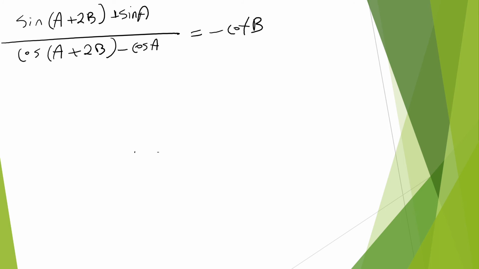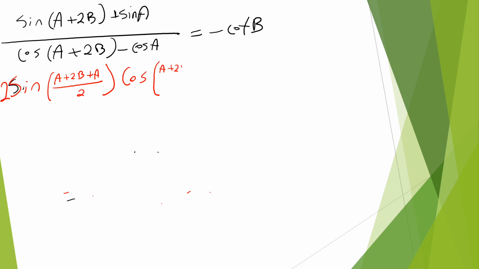So I'm going to use the top. In the top it's slightly different, you've got three angles, but you just treat them the same. So sine plus sine, I'm going to use the first one. So 2 sine, this one is A plus 2B, that's your first angle, plus A, over 2. Then that's the 2 in here, I've missed it, cosine. Now we have A plus 2B, that's all your first angle, minus the second angle, which is A, over 2.